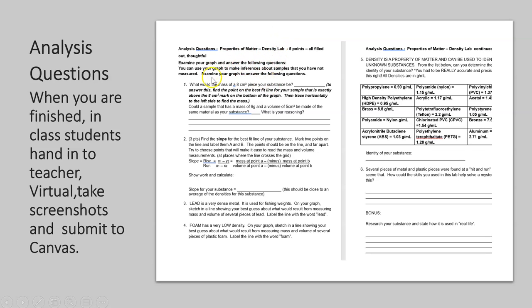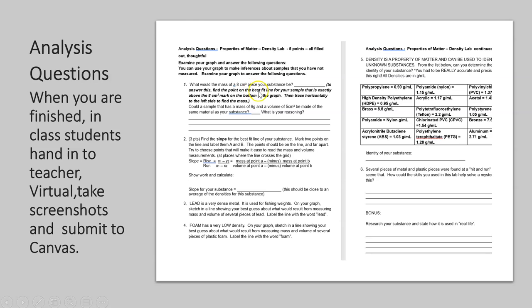So we've got our analysis questions. Examine your graph and answer the following questions. You can use your graph to make inferences about samples that you have not measured. So examine your graph. What would the mass of an 8 centimeter cubed piece of your substance be? And it gives you directions on how to do this.